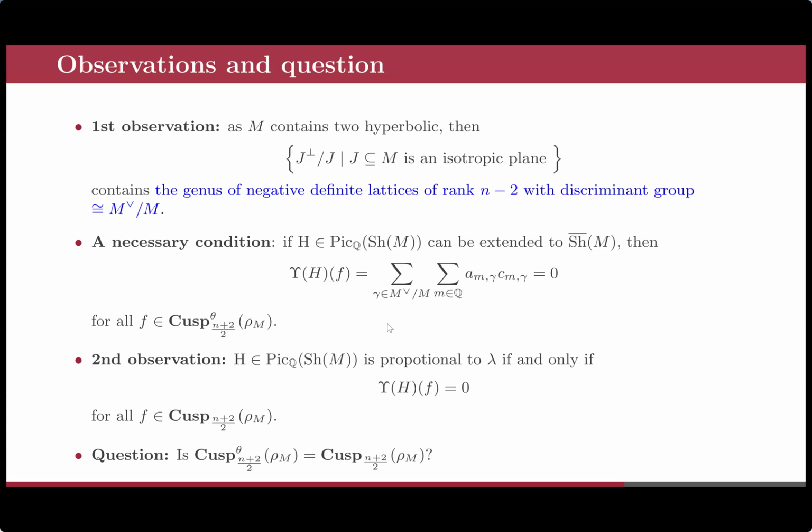So the last question is when the obstruction space occupies the entire space of cusp forms. This question reduces to a pure question of modular forms: basically, we ask whether the space of cusp forms is spanned by theta series.